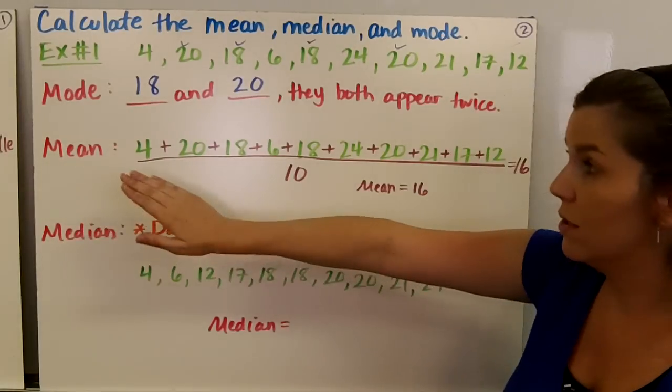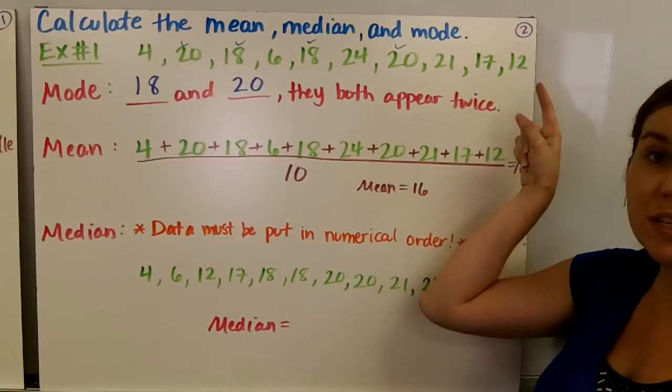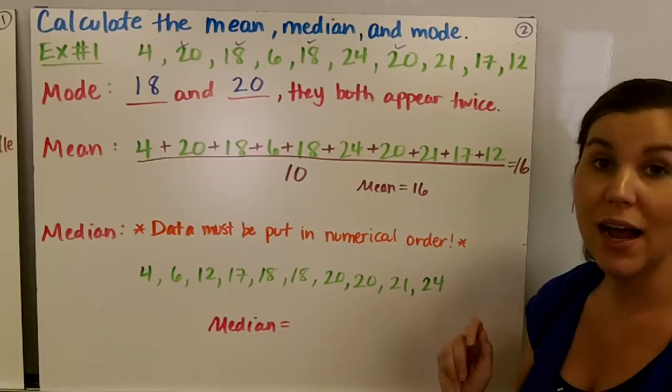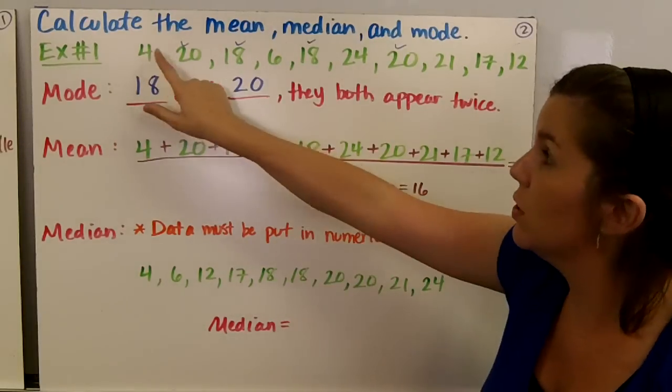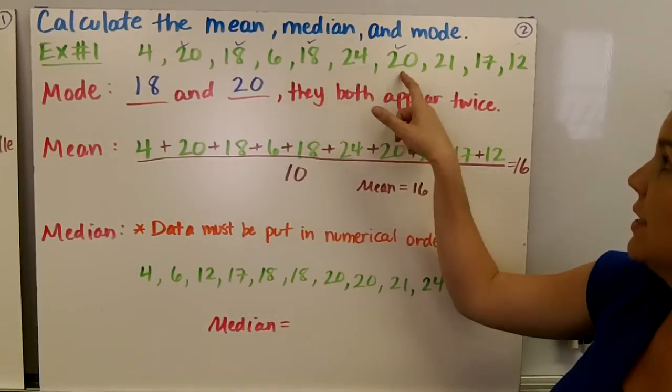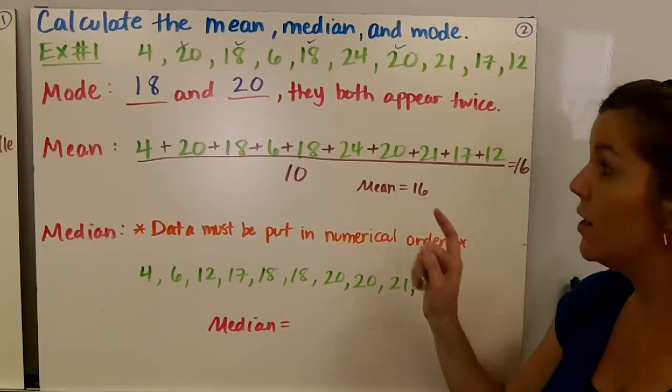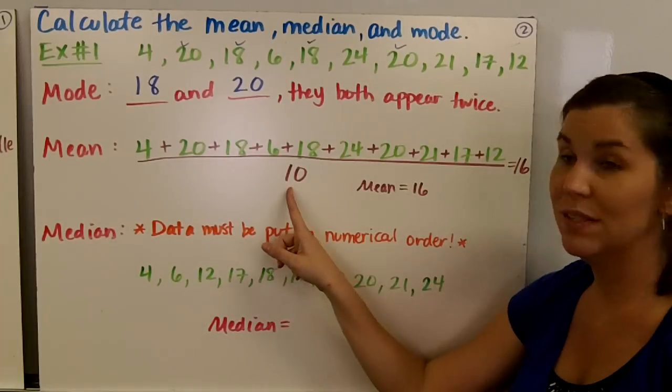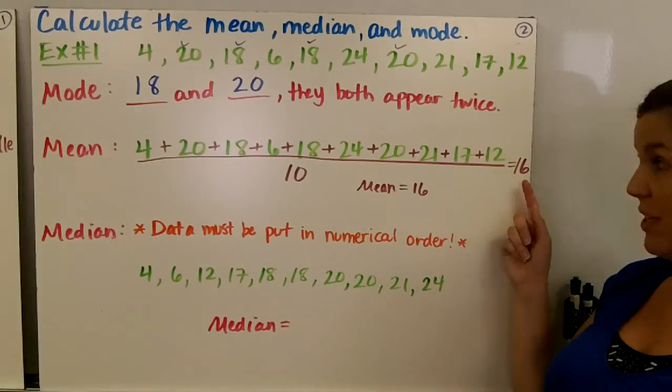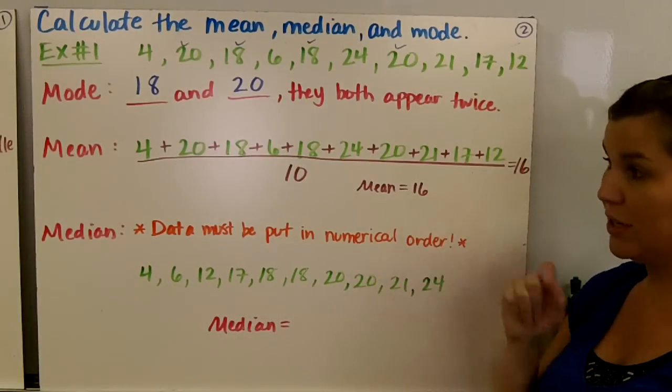Mean. So we're going to add all of the data together and then divide by the number of data. So there are 1, 2, 3, 4, 5, 6, 7, 8, 9, 10 pieces of data. So we add them together and divide by 10. You should get 16. So the mean here is 16.